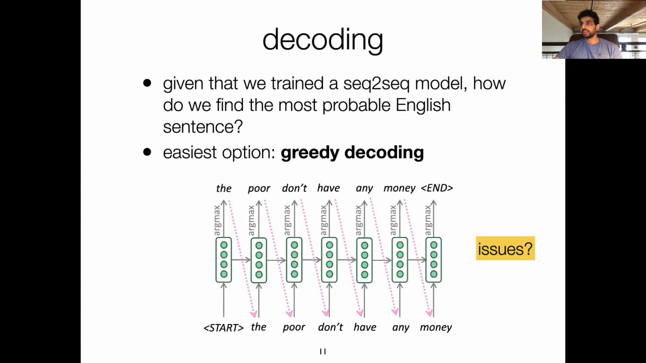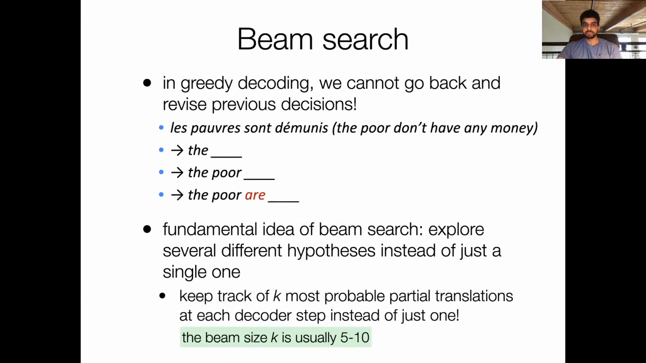So there are some issues with this approach, right? First of all, if I make a mistake early on, I don't really have a chance to go back and fix it. It's not guaranteed that the word that I picked at the beginning is going to be correct. If I make a poor decision, that could really impact the rest of the words that I predict. So we might want a method that allows us to explore more possibilities than just this single argmax at each step. And that's where beam search comes in.